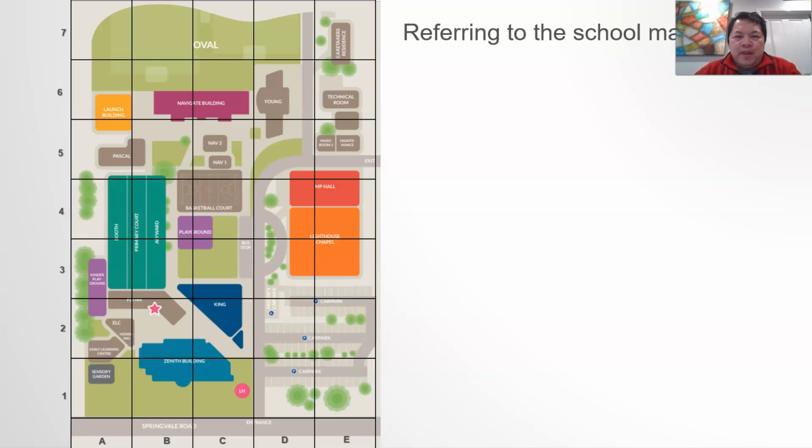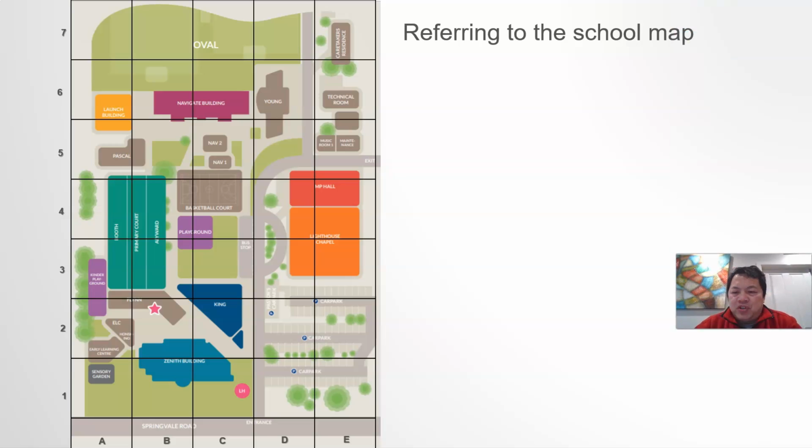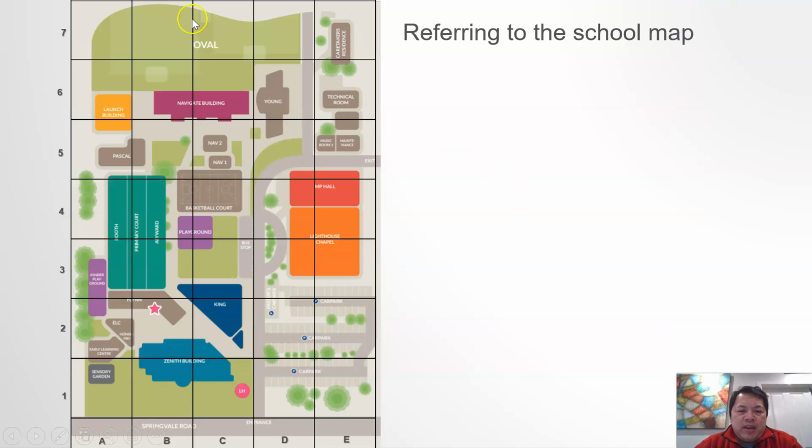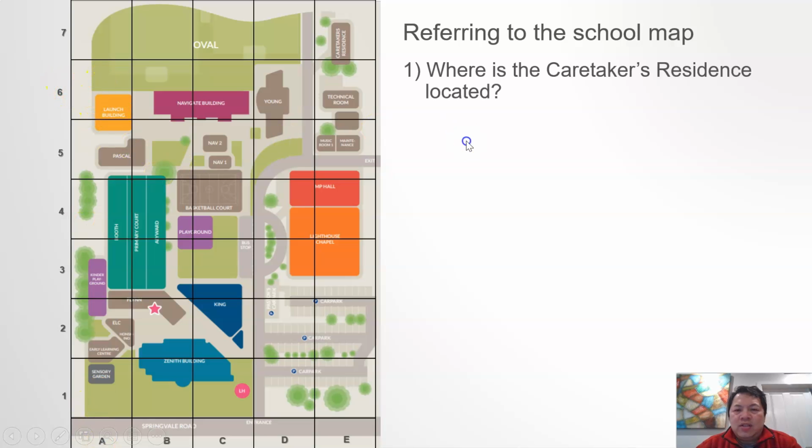I'm sure most of you are very familiar with this map. It's a map of the school. As you can see, the x-axis is all in alphabets, and the y-axis is in numbers. Whenever you read, remember I've told you, you have to read from the x-axis first, then the y-axis. For example, the launch building, the majority of the building is in this square grid here, so it's A6. You understand? Read the x-axis first, then the y-axis. So let's go through this.